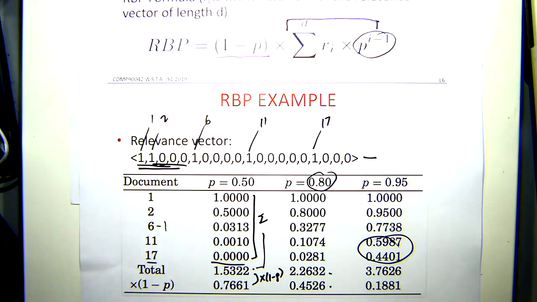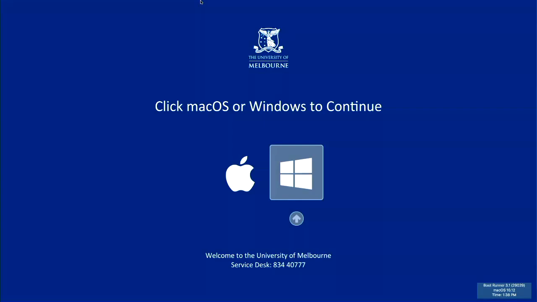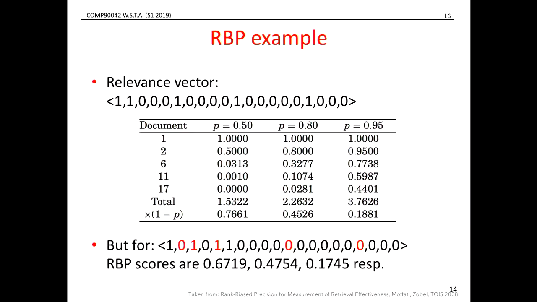Okay, so that's, where are we? Okay, and then I have an example at the bottom showing you another relevance vector, for another query. It gets a different score because the things shown in red have changed. This one became a 0, this 0 became a 1, and so forth. And we can plug it into the formula, we can get different numbers.